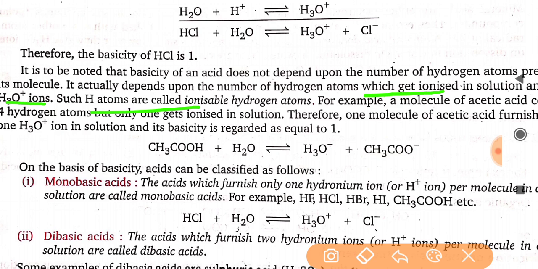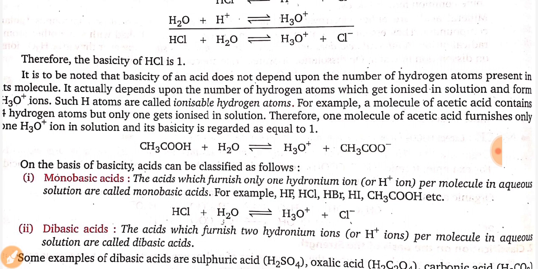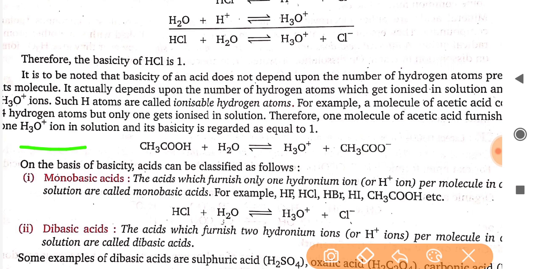For example, a molecule of acetic acid contains four hydrogen atoms, but only one gets ionized in a solution. Therefore, one molecule of acetic acid furnishes only one H3O plus ion in solution, and its basicity is regarded as equal to 1. CH3COOH plus H2O forms H3O plus and CH3COO minus. So you can see here that only one hydronium ion will be formed. That's why the basicity of acetic acid is only one.